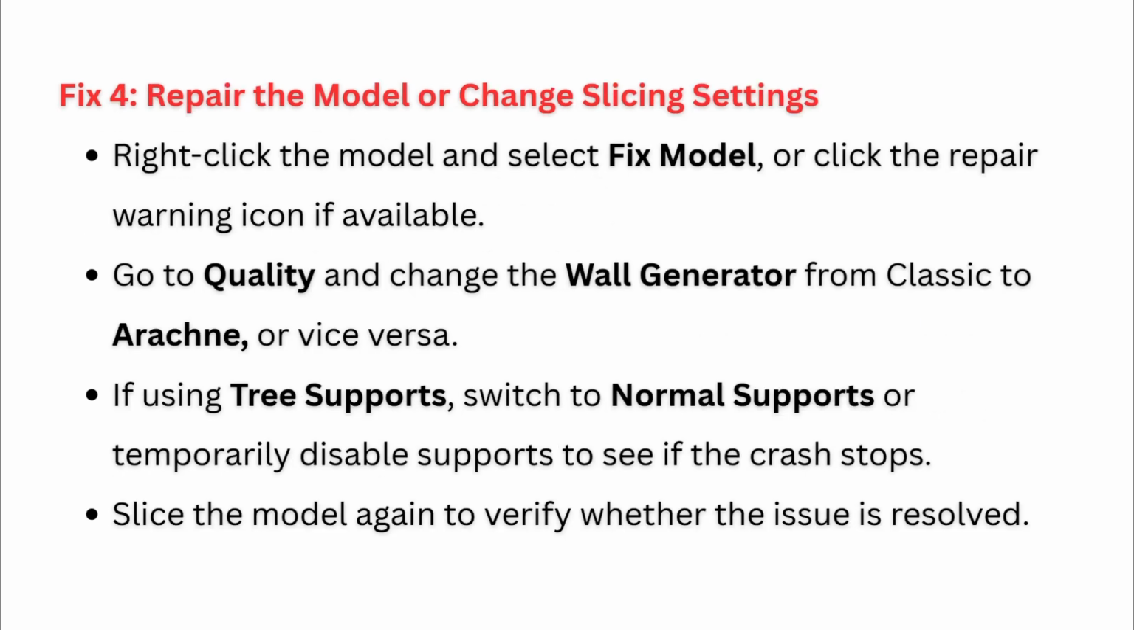Fix 4. Repair the model or change slicing settings. Right-click the model and select Fix Model, or click the Repair Warning icon if available. Now go to Quality and change the wall generator from Classic to Arachne or vice versa. If using tree supports, switch to normal supports or temporarily disable supports to see if the crash stops. Slice the model again to verify whether the issue is resolved.